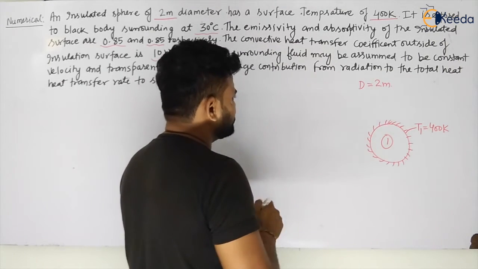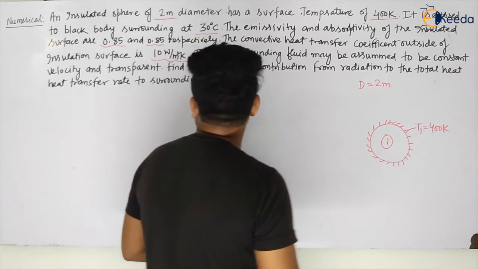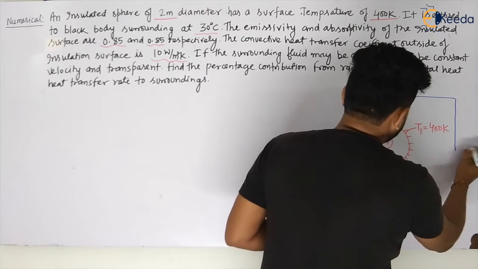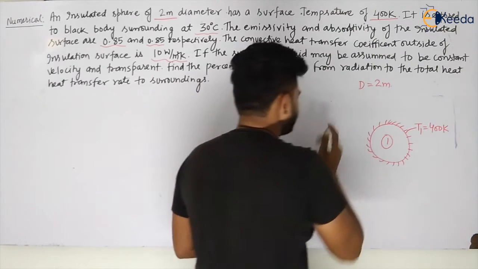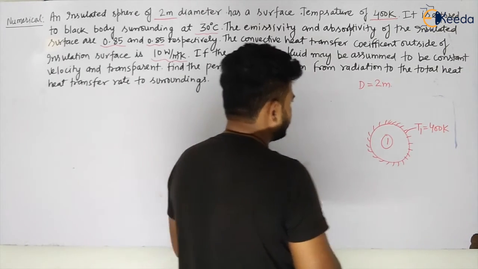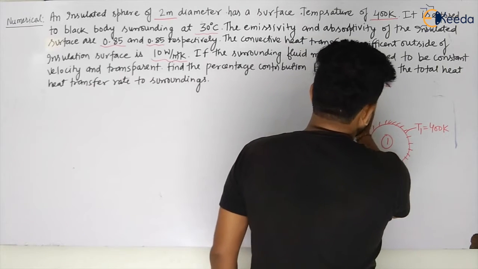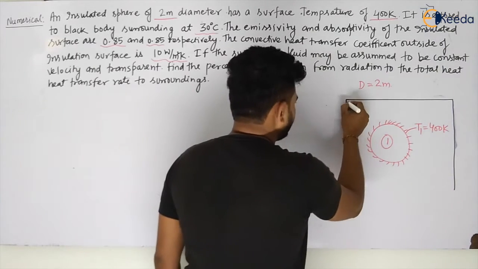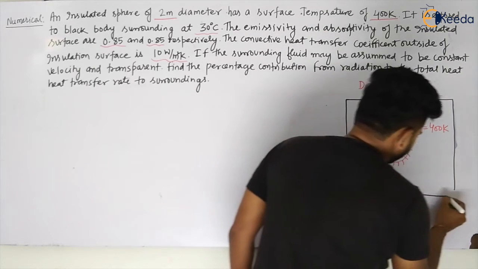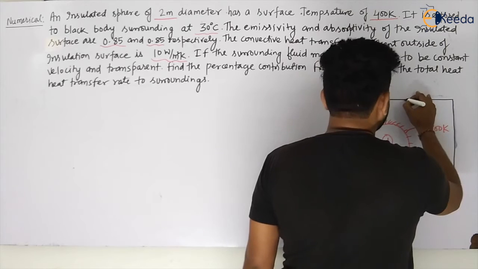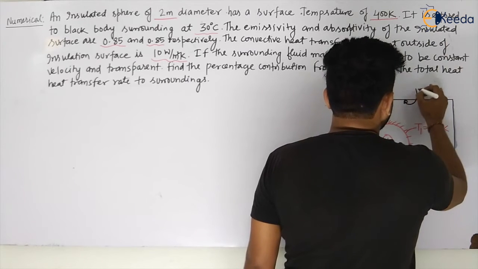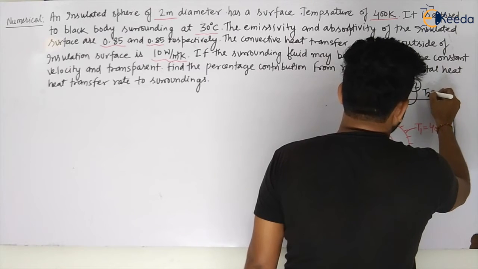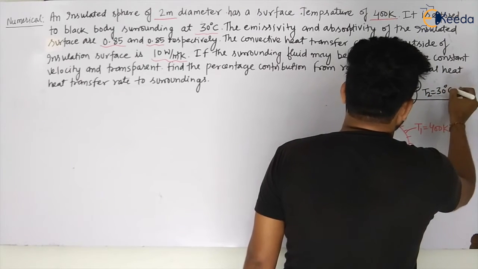And that sphere which is having that much temperature is exposed to what? A black body surrounding. Let us say it is exposed to a black body surrounding, my dear students. Let us take, this is surface 2, my dear students. This is surface 2 and that is having temperature T2 is equal to 30 degree Celsius they have given.